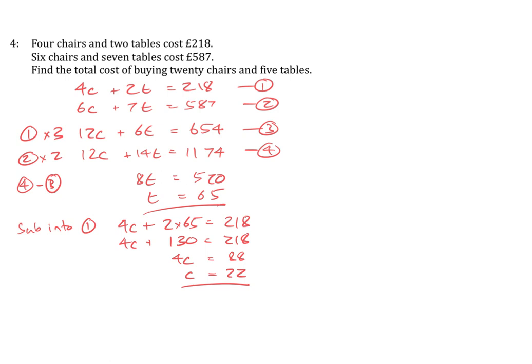and the question asks for 20 chairs and 5 tables. So that's 20 chairs plus 5 tables. So that's going to be equal to 20 times 22 plus 5 times 65, which equals 440 plus 325, and then the total cost will be £765.